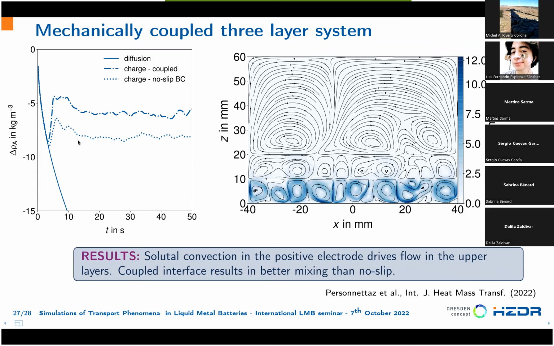And if we look at the evolution of the concentration differences, before we studied everything with a rigid layer here, with a rigid and no-slip boundary condition. But if we include the coupling with the molten salt, we see that the actual concentration differences in the layer are smaller. And this is due to the fact that better mixing is allowed by this mechanical coupling. And so future models should include the coupling with the molten salt layer.